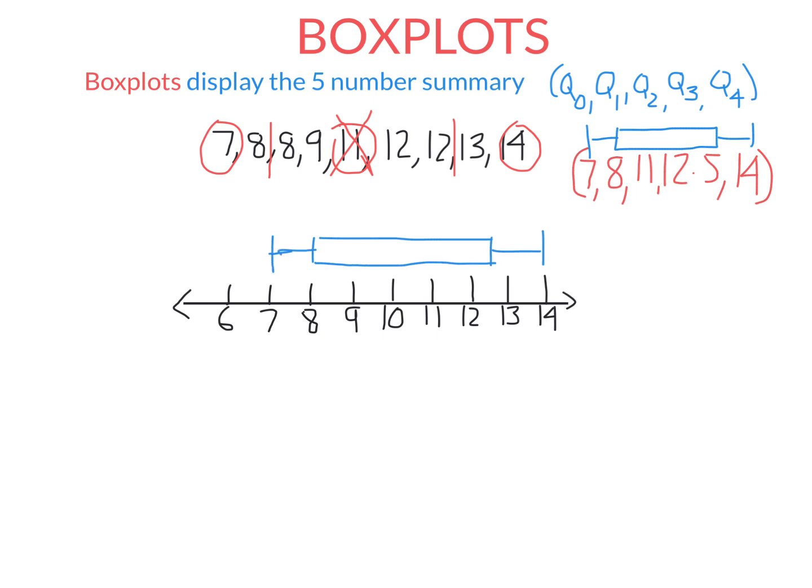So there's one more thing we need to do with the box plot. The median is marked with a line in the middle of the box, just like this. So here the median was 11, so we put our median line there. So this box plot displays the 5-number summary, Q0, Q1, Q2, Q3, and Q4.